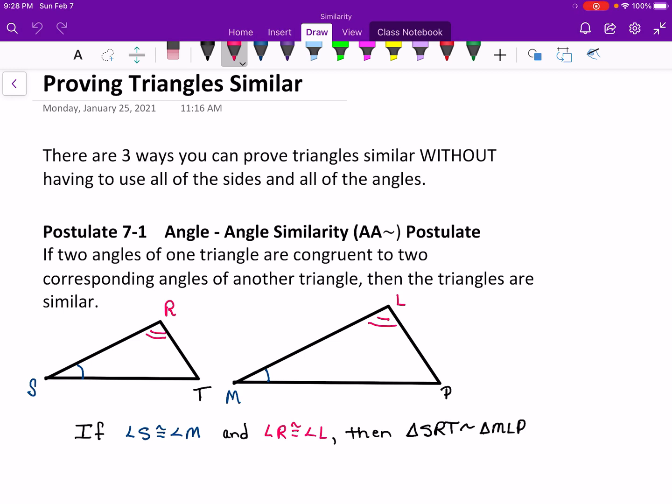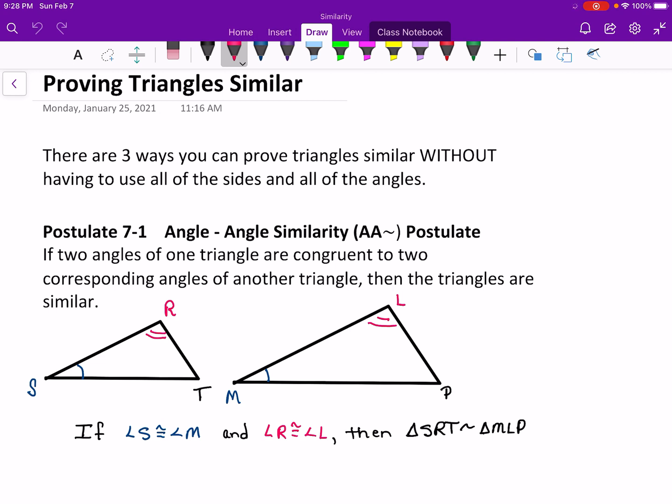All right, since we've taken our first test on the unit about similarity, we're going to step on and talk about other ways that you can tell if triangles are similar. By definition, two triangles are similar if the corresponding angles of one triangle are congruent to the corresponding angles of another, and corresponding sides are proportional. But there are actually three other ways you can prove triangles similar without having to use all of the sides and all of the angles.